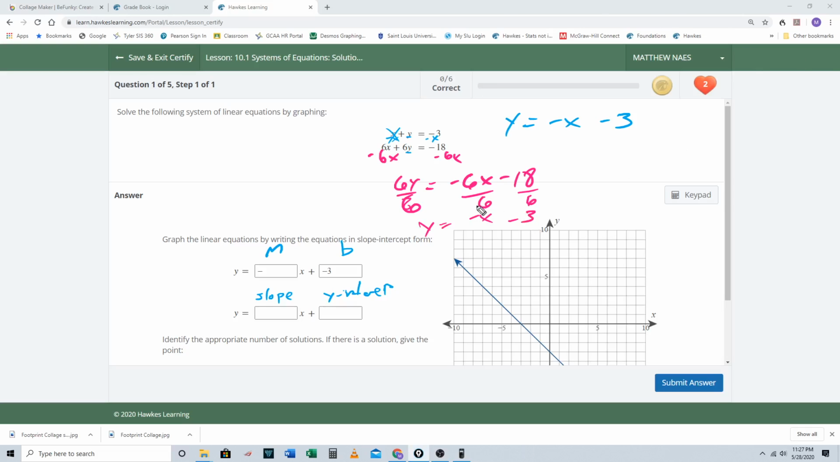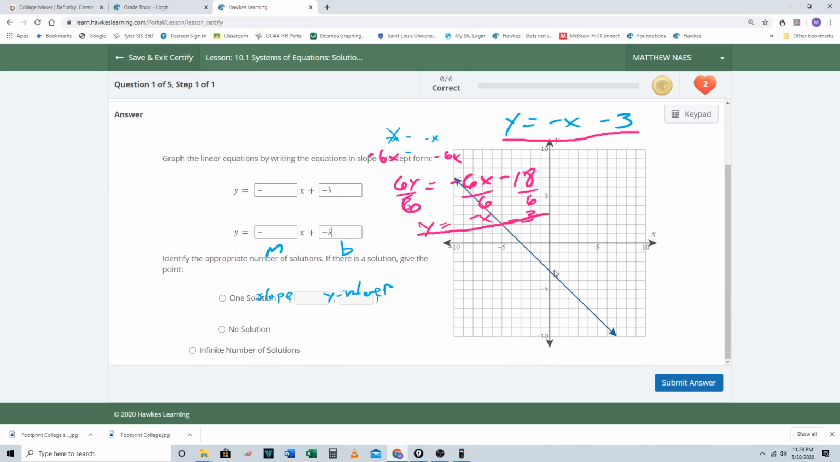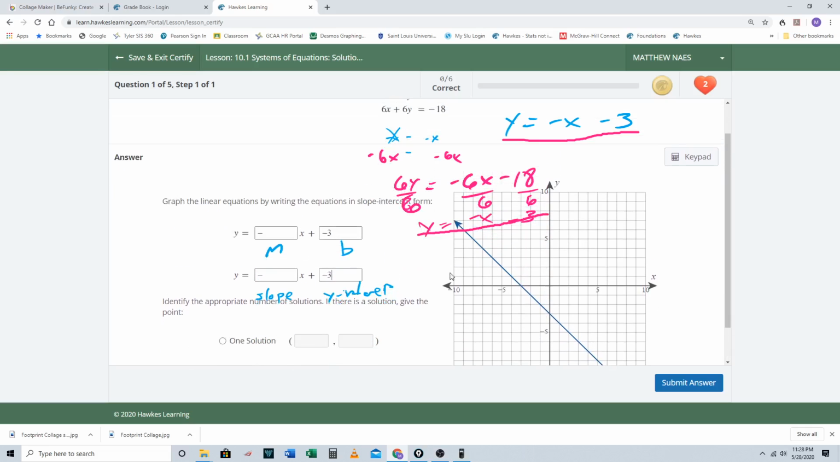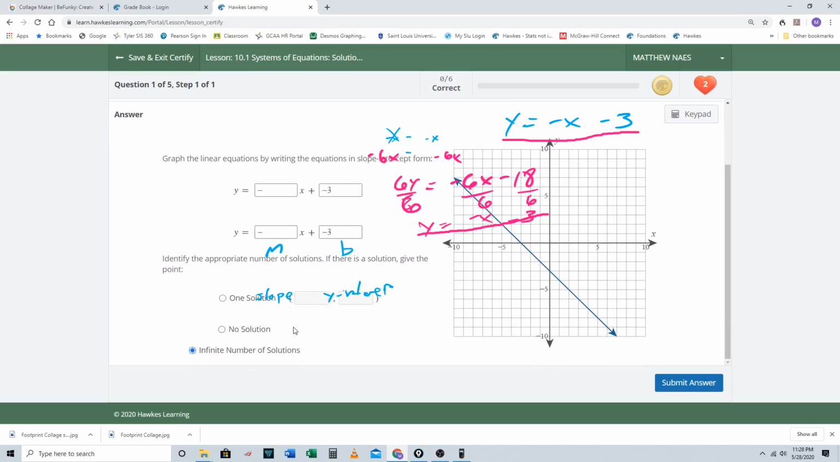Which you're going to notice is the same equation. This is what I mean by the same equation. When I simplified both these, I got it into slope-intercept form. They're the same equation. So you type in the same equation. Negative x plus a negative 3. And you're going to see it just doesn't include a second line. If I put negative 7, you see a second line there. Since I put negative 3, it graphs it onto the other line. So there are infinite number of solutions.